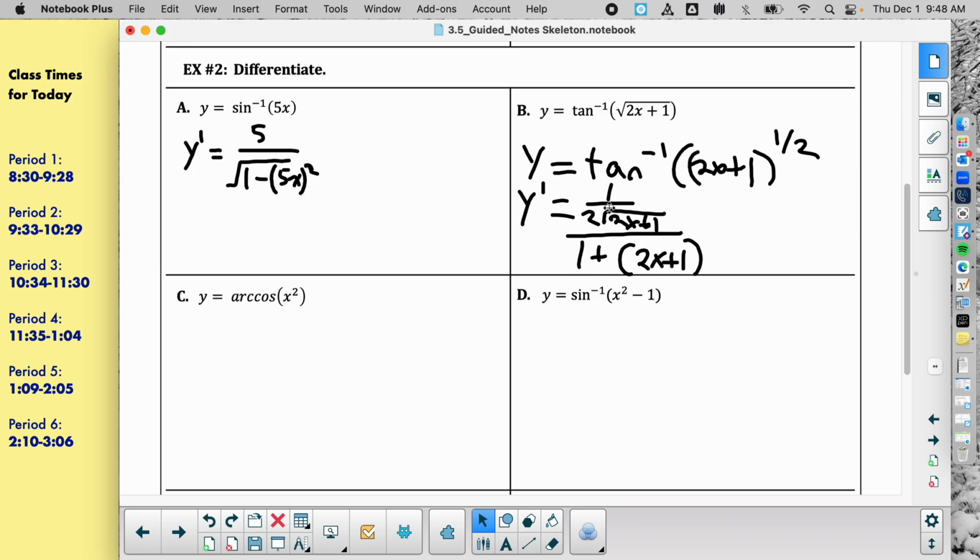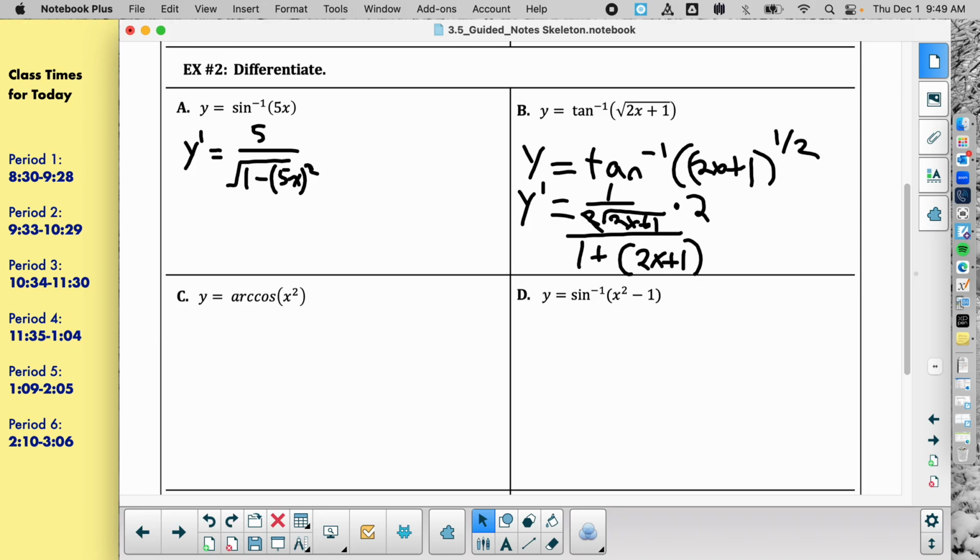So I'm assuming the 2 on the bottom came from the 1/2. Yes. So the derivative of 2x plus 1 to the 1/2 would be 1/2 parentheses to the negative half. That's where you've got your root on the bottom. Yes. Times the derivative of whatever was in the parentheses. So there would be another 2, and then that would cancel out the 2 that's on the bottom.